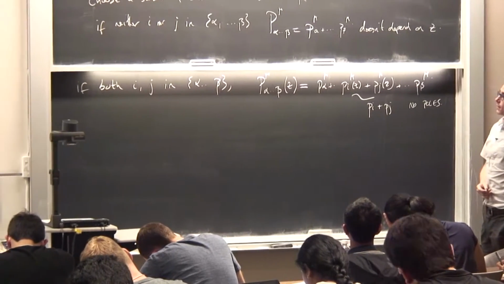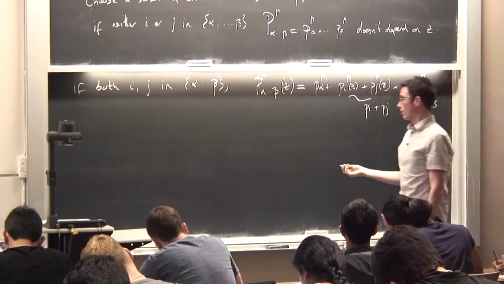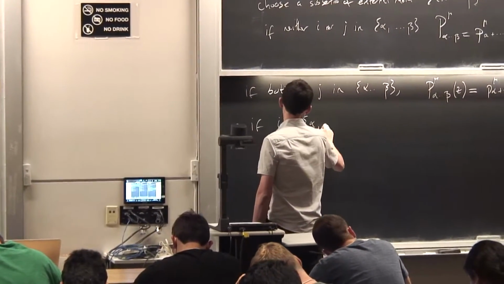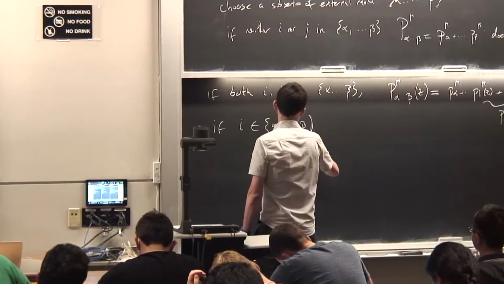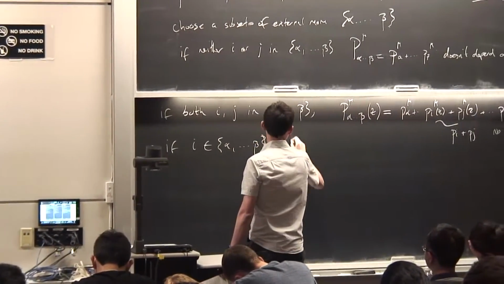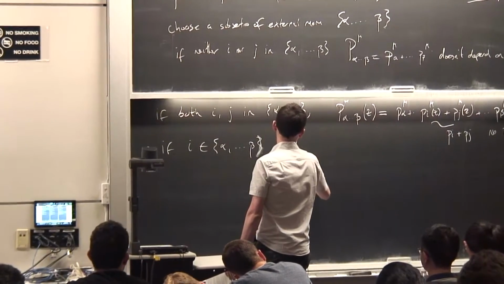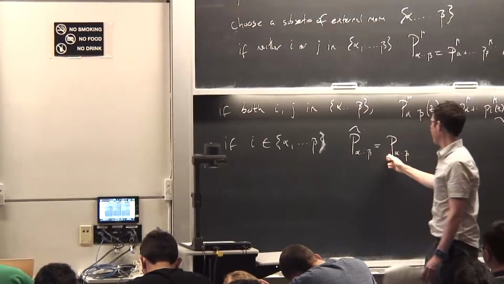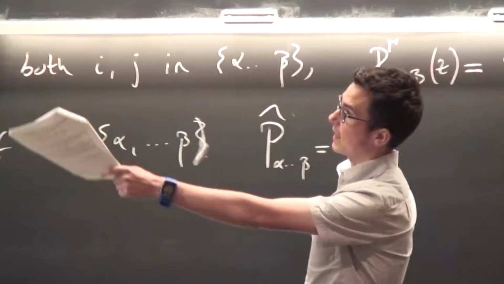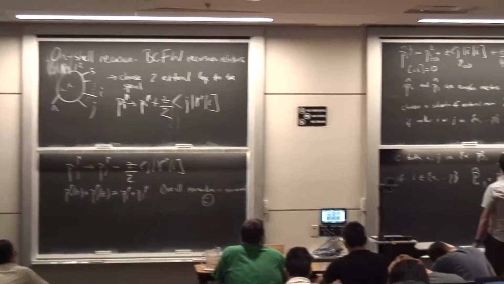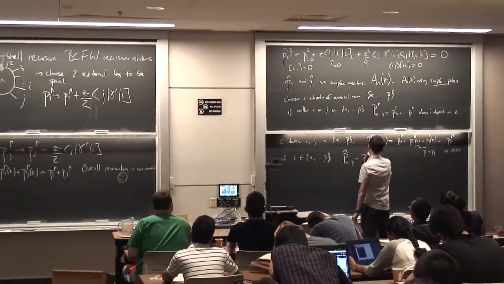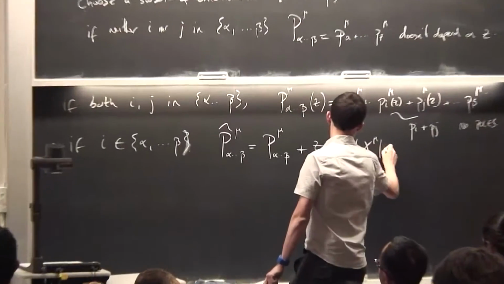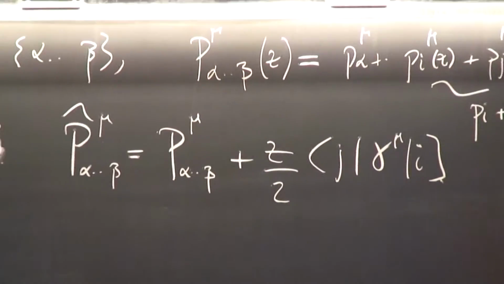Okay, so that now gives me one other option where I choose one of them. So we say if i is in the set but not j, now we really do get a Z dependence, so we have to be careful. So I'll call it P hat, which means it depends on Z. So I get the original vector, and then I get my correction, which I added on, which is this term up there, plus Z over 2 <j|gamma^mu|i]. All right. So this is our suspicious term.